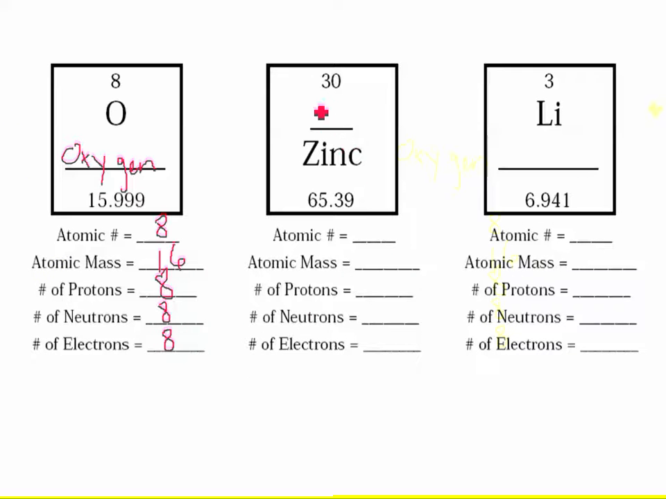For the next one, zinc has a capital Z and a little n. The atomic number is the one on top, so the atomic number is 30. The mass number, 65.39, needs to be rounded down to 65. The number of protons is also 30 because that's the atomic number. And because this is a neutral atom, I'm going to go ahead and skip down to the bottom because we know that the number of electrons and the number of protons is always the same. So then to find the number of neutrons, we take the mass minus the protons. So it's 65 minus 30 equals 35.